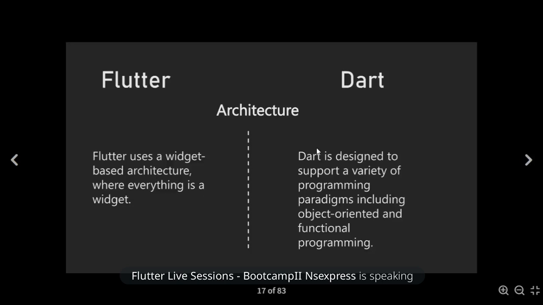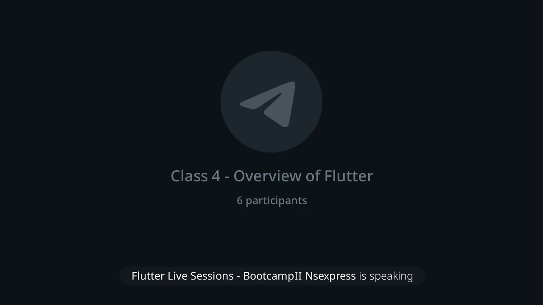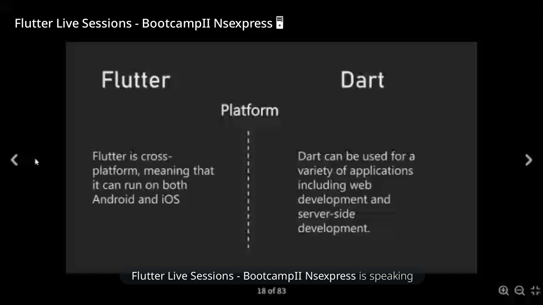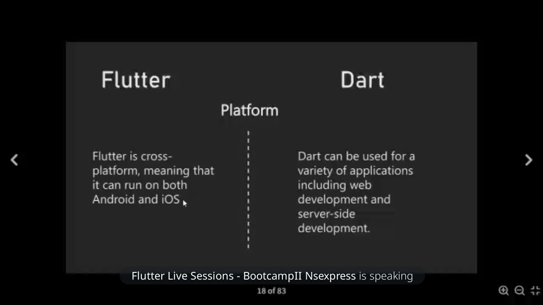So we have an architecture that is designed to support a variety of programming paradigms, including object-oriented and functional programming, as rightly said. Then we have platform. Flutter is cross-platform, meaning that it can run on both Android and iOS. Your application built with the Flutter framework can run with a single code base on both Android and iOS. Dart can be used for a variety of applications, including web development and server-side development. Yes, that is a programming language. Don't forget, it's a programming language.